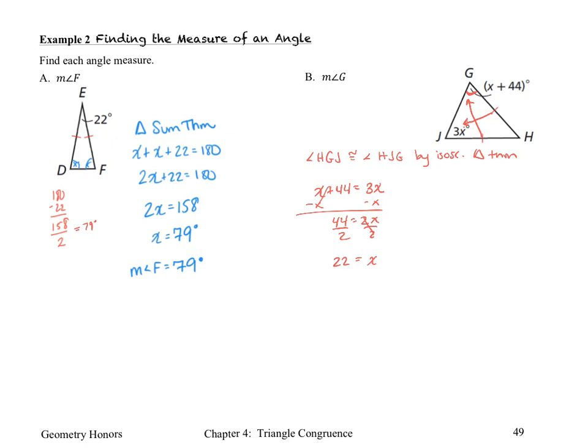To find the measure of angle G then, I'm going to replace the x with 22, and I get 66 degrees. And I can plug this in for all of these and check. So if I do 3 times 22, I also get 66 degrees for the 3x. So for the measure of angle J, it's equal to 3x. 3 times 22, which is 66 degrees. And that's what I wanted since I knew the base angles were congruent.